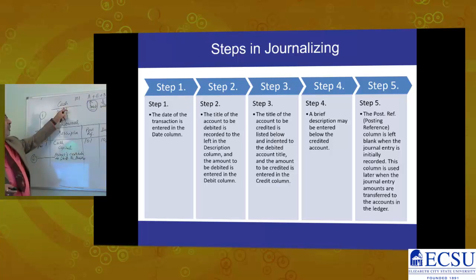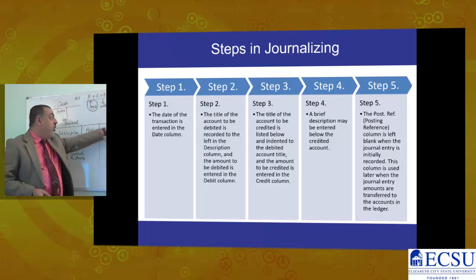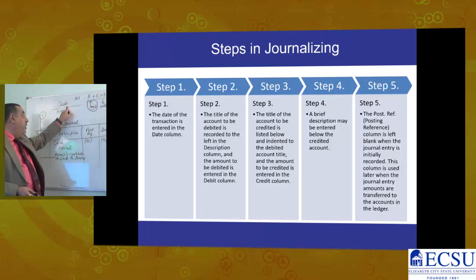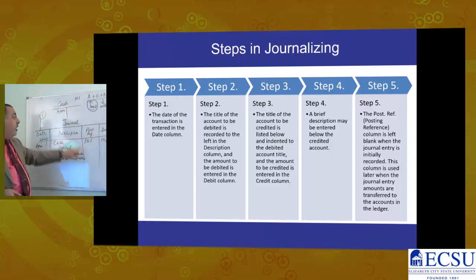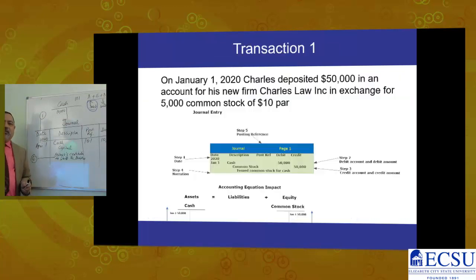So when I go to the ledger, I'm going to say journal page number 1 in the posting reference in the cash account. Here I'm going to say 101, depending upon the page number in which the cash account is recorded. Okay, so these are your 5 steps. So let's just take an example of a transaction.